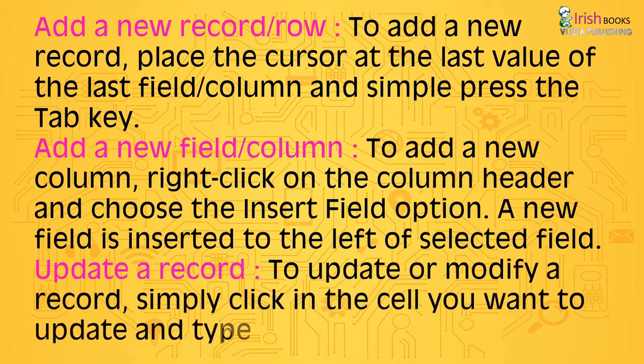Add a new field column. To add a new column, right-click on the column header and choose the Insert Field option. A new field is inserted to the left of the selected field. Update a record. To update or modify a record, simply click in the cell you want to update and type the new value.